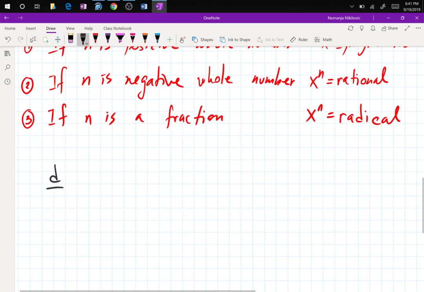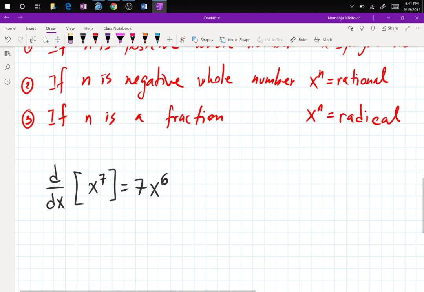Now, obviously, we start with x to the 7, let's say. That's clearly a positive whole number, positive integer, and we get to use the rule. Now, the rule says n, x to the n minus 1. That's what the rule says. So what's my n? 7, x to the 6. Beautiful.